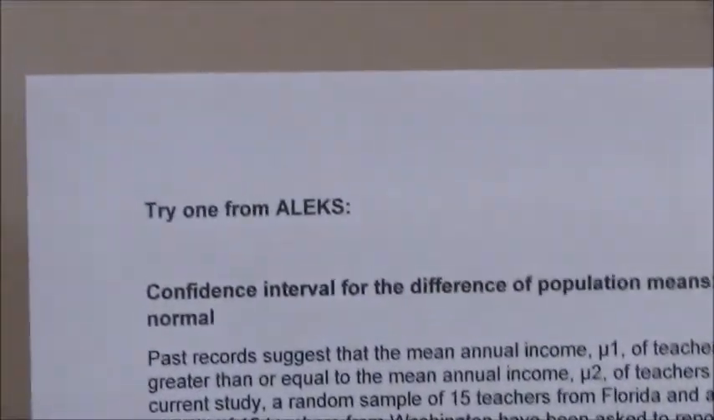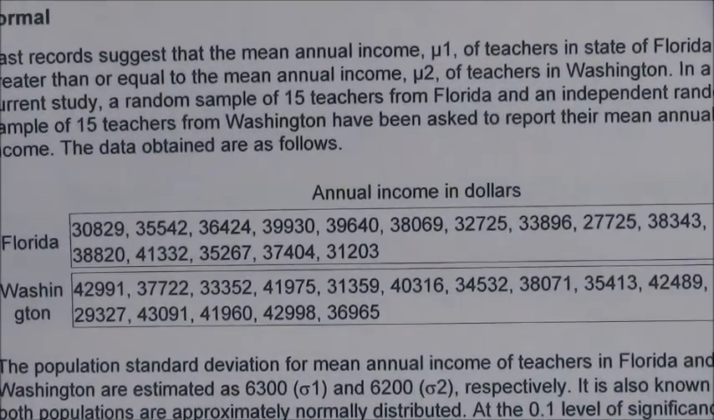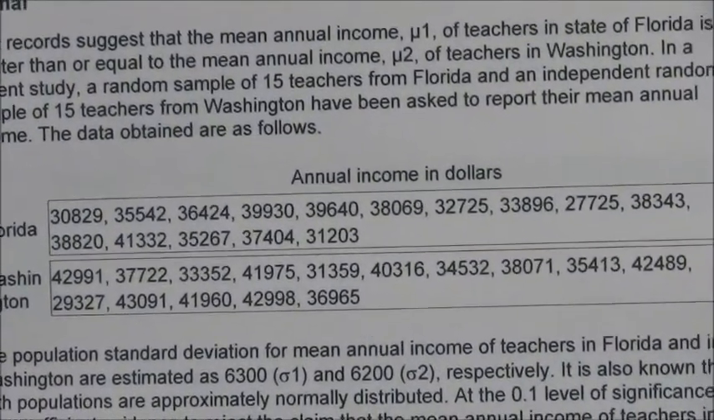So the next one is one that you are going to do. My arm's not long enough, but it says try one from Alex. Again, it's going to have the data on there. It says past records suggest the mean annual income of teachers in the state of Florida is greater than or equal to the mean annual income of teachers in Washington. In a current study of a random sample of 15 teachers from Florida and an independent random sample of 15 teachers from Washington, they have been asked to report their mean annual income.